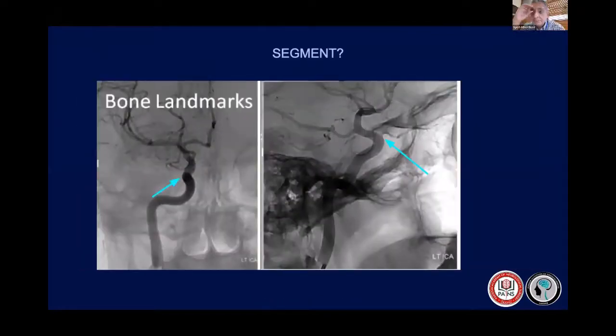So after talking a long time about this segment, again I put a mark for you to tell me which segment this is. It's below the ostium of the ophthalmic artery, but it's after the cavernous segment. So anyone?